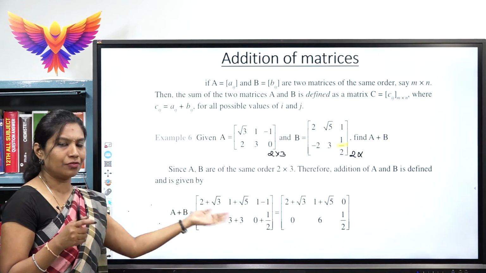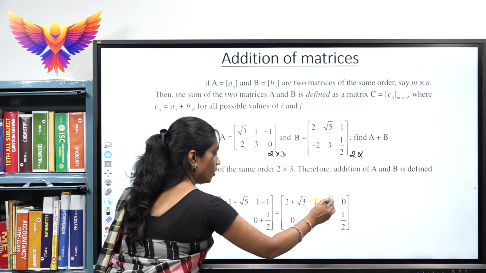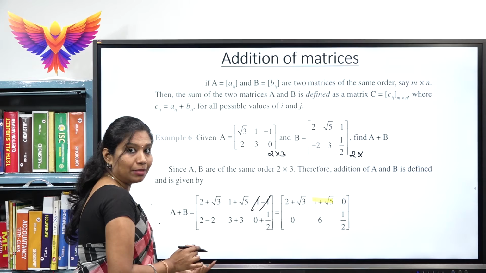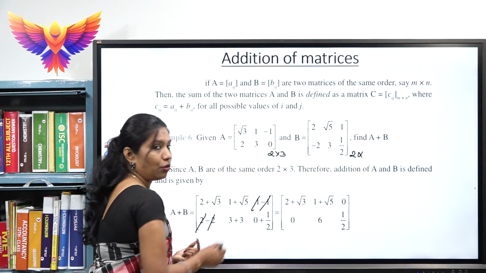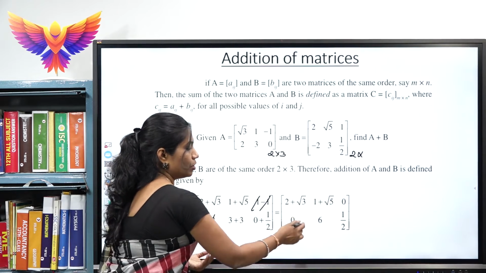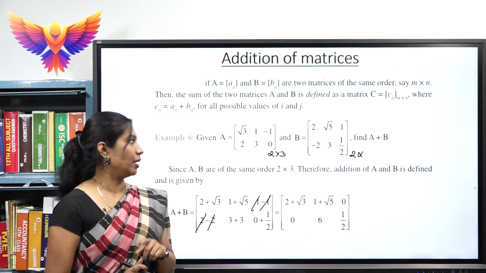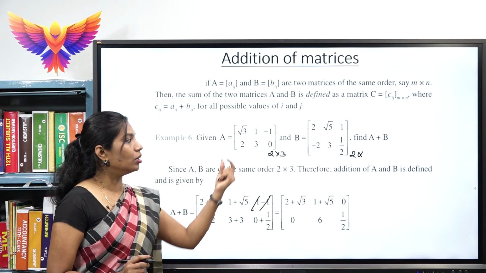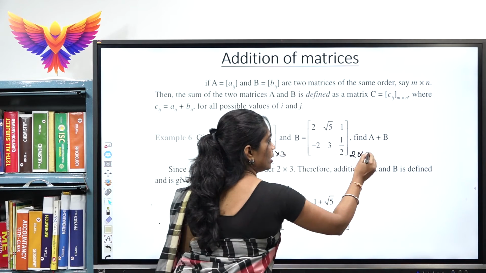When I simplify this further, I get 2 plus root 3, 1 plus root 5, and minus 1 and plus 1 would have cancelled, so I will be getting 0. Similarly, plus 2 and minus 2 would have cancelled, so I get 0, and 3 plus 3 which is equal to 6, and the next term is 1 by 2. And one more thing you have to keep in mind here: I have added two different matrices of order 2 cross 3 and 2 cross 3 again.